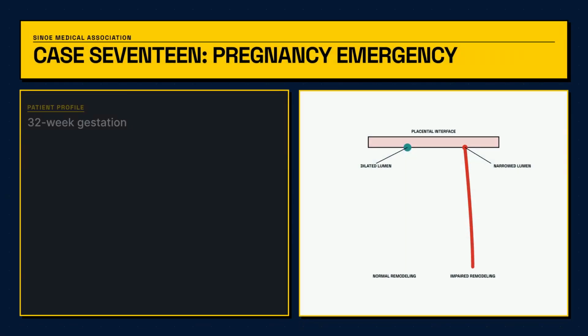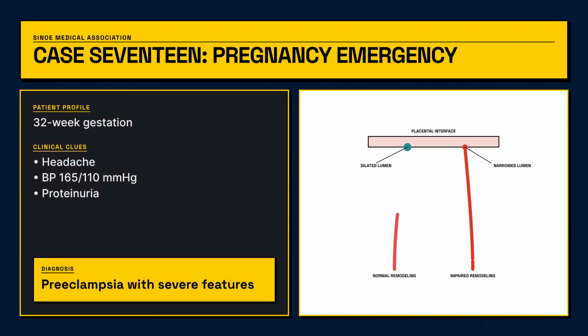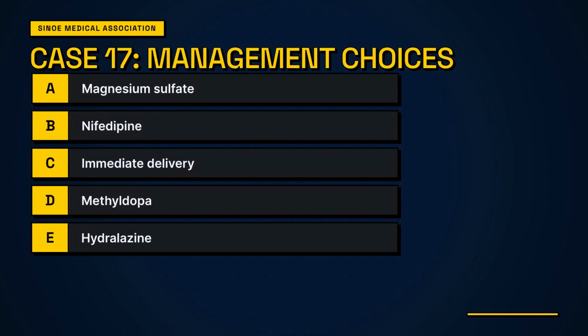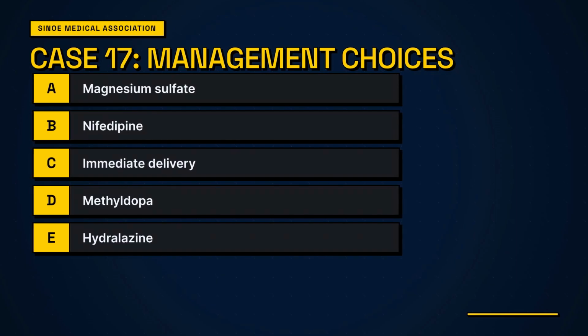Case 17. A 28-year-old woman at 32 weeks gestation presents with a severe headache and blurry vision. Her blood pressure is 165/110 and urinalysis shows 3+ proteinuria. What is the most appropriate next step in management? A. Start magnesium sulfate infusion. B. Oral nifedipine. C. Immediate induction of labour. D. Start methyldopa. Or E. Intravenous hydralazine. Pause and select.